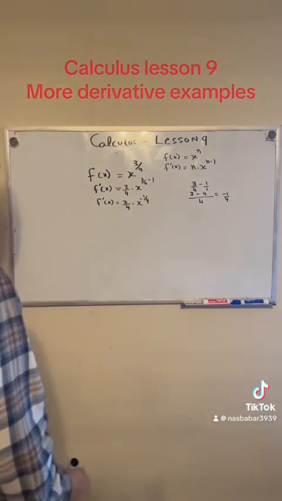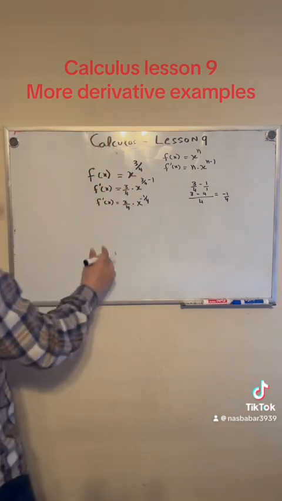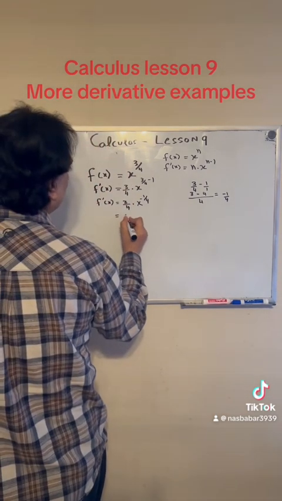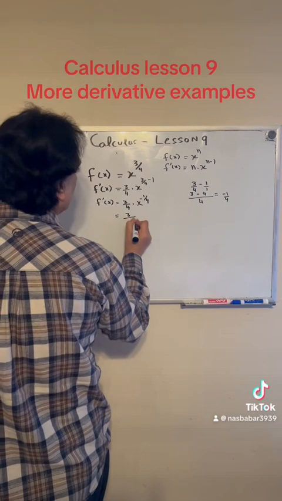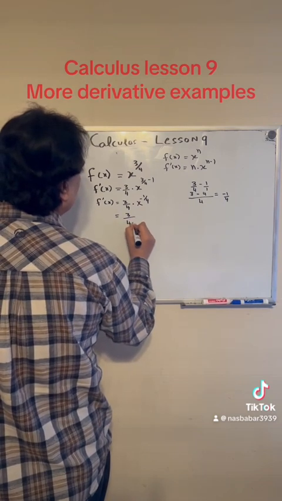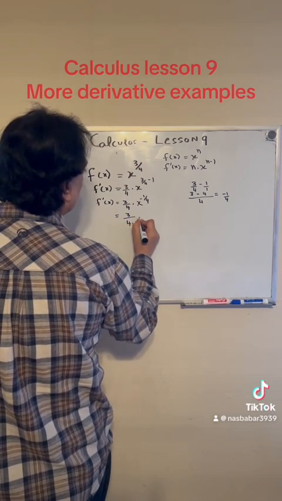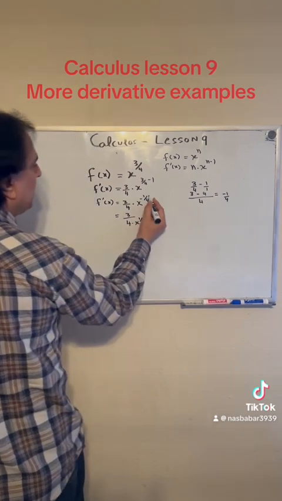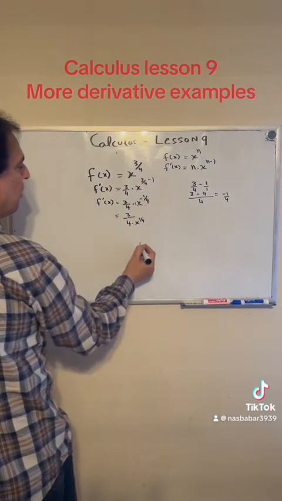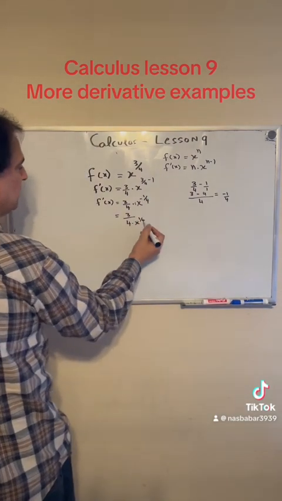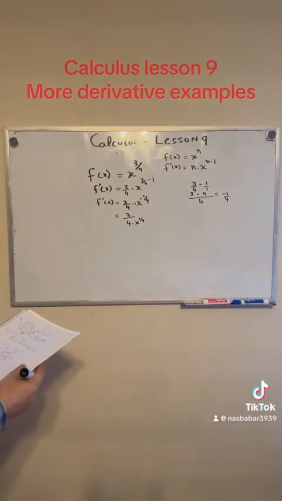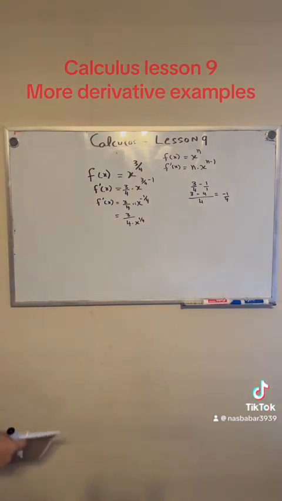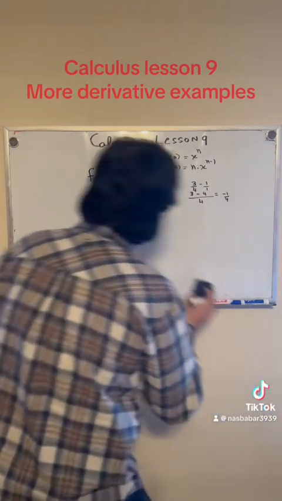All right. Now this is good enough answer, but if you want to simplify it further, you can do 3 over 4 times x to the 1 over 4. Just bring this to the denominator. When you do that, the sign changes. All right, so let's look at another example.